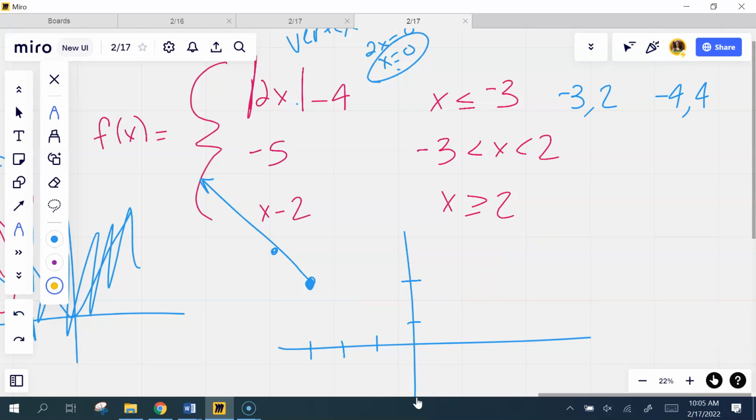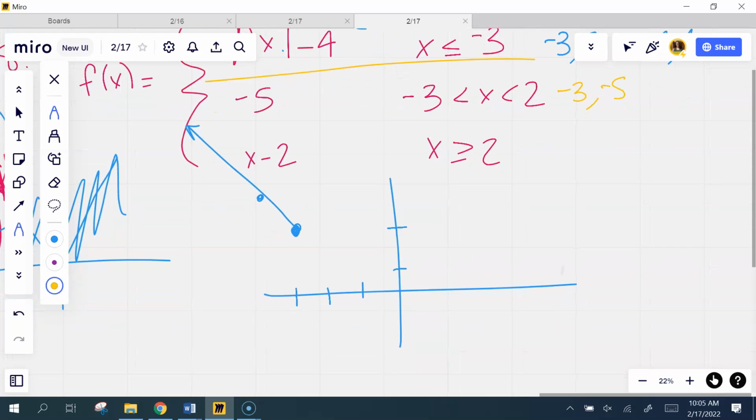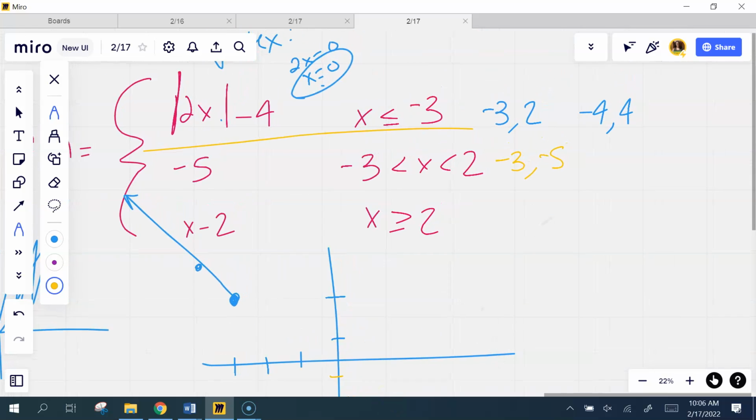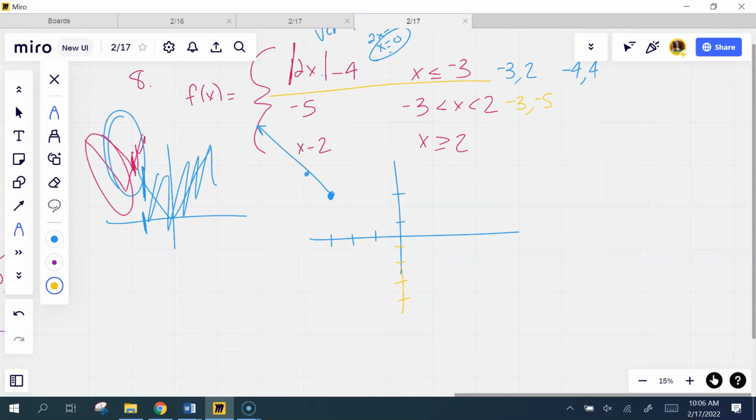All right, that's this portion. Look at the second line. When x is -3, what is y? -5, because y is always -5. It doesn't matter what x is. So 1, 2, 3, 4, 5. It is an open dot. When x is 2, what is y? -5. Just like that.